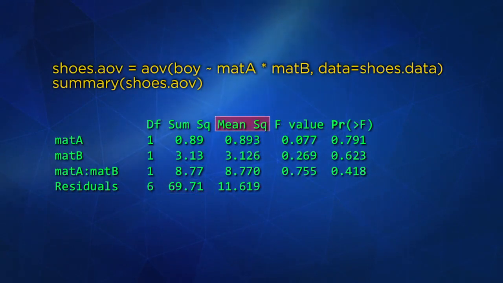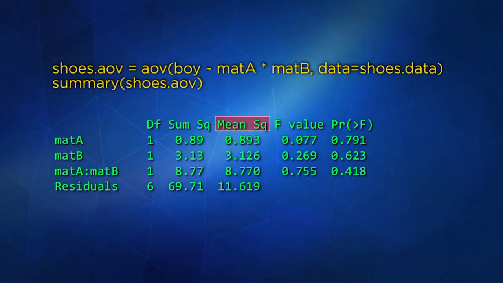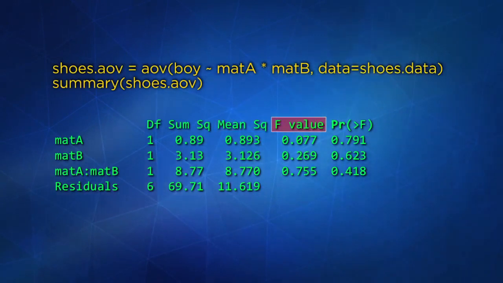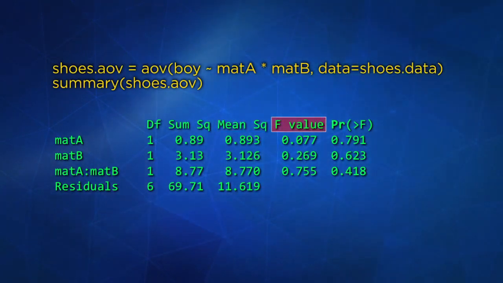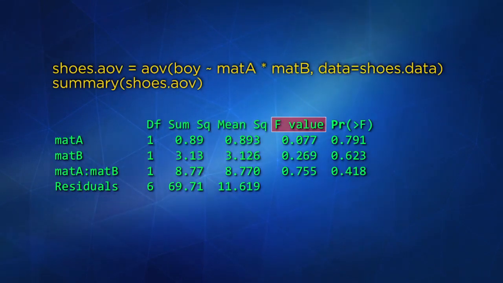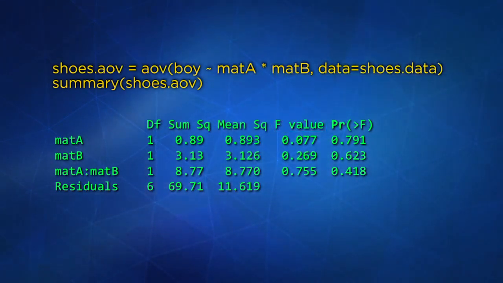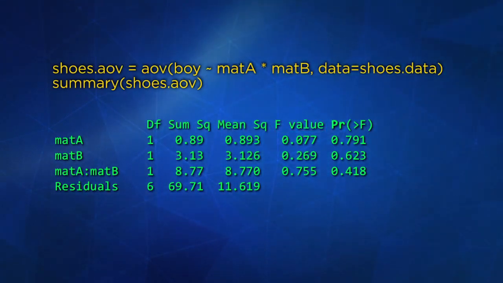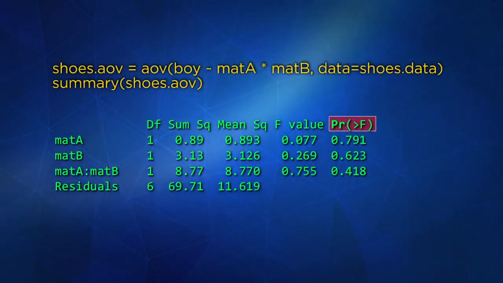Notice your mean square error, which is the sum of squares divided by the degrees of freedom, and your F values. So those F values ought to jump out to you because remember, that's the ratio of our variance. And when those are close to 1, that tells you that there's not a difference in the groups. Notice here we get F values that are even less than 1 and P values that are not significant. So this output is telling us that material has no effect on the different feet that the boys wore them on.